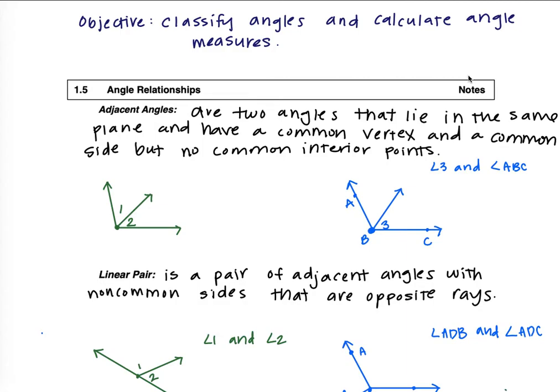So today we're going over 1.5 notes for geometry. We're going to talk about angle relationships. Our objective is to classify angles and calculate angle measures.